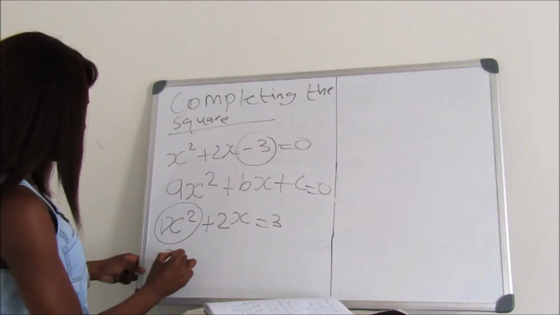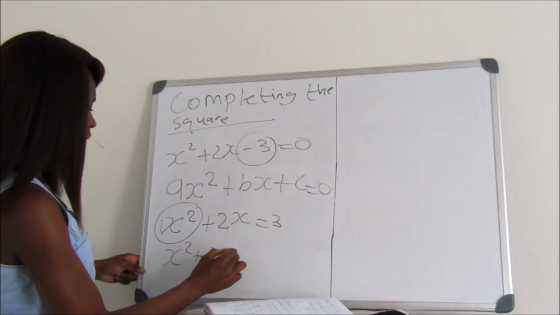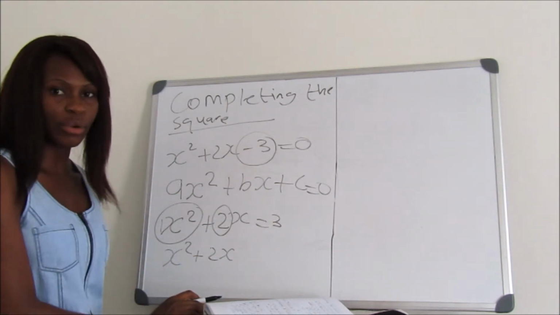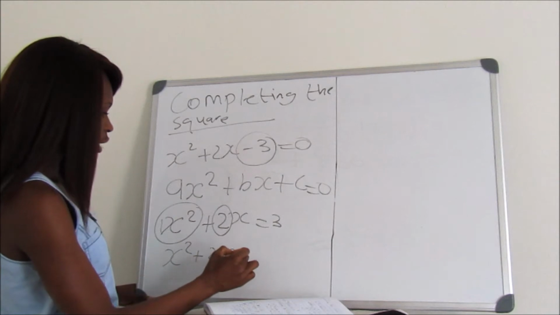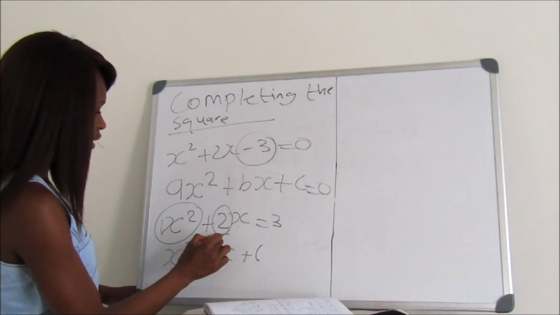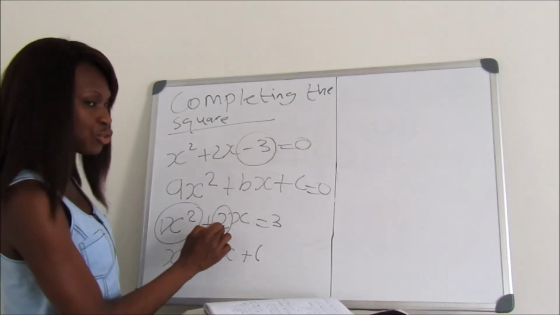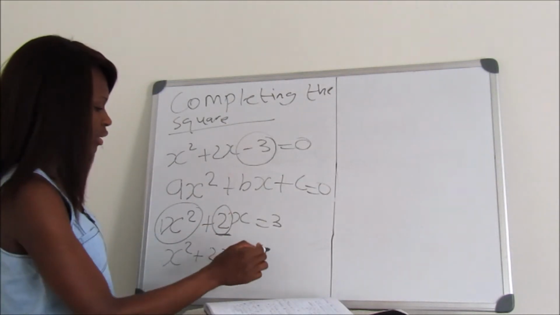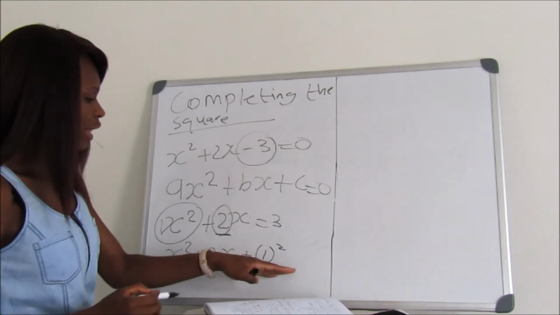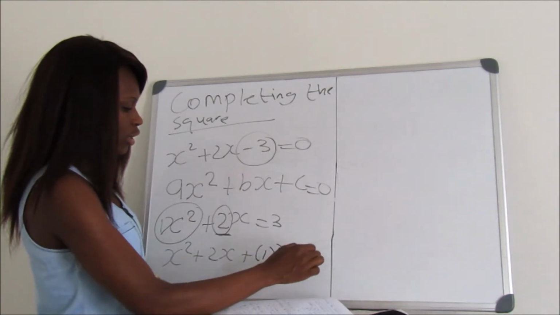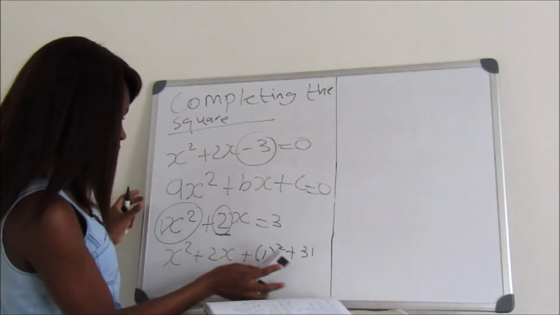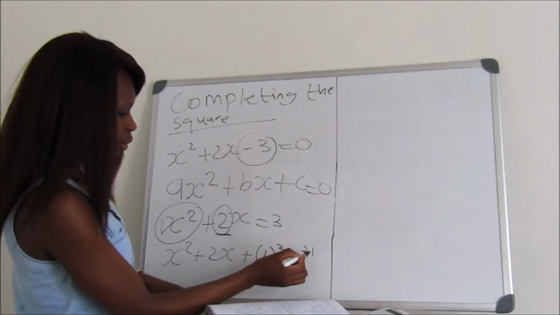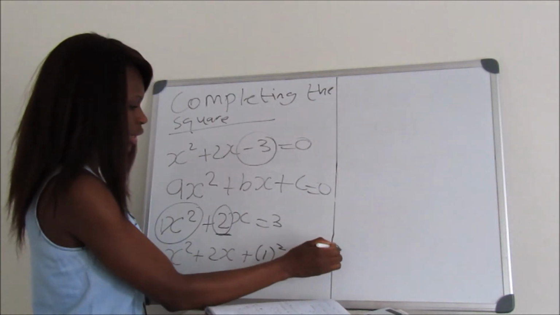The next step is to add half of the coefficient of x, squared, on both sides of the equal sign of the equation. Our coefficient of x here is 2, so we divide by 2, which gives us 1. Half of 2 is equal to 1. Then we square it, and we do that on both sides of the equation. So it's 3 plus 1 squared as well.